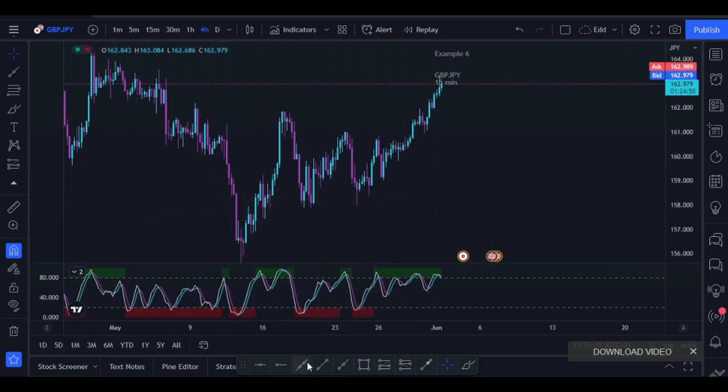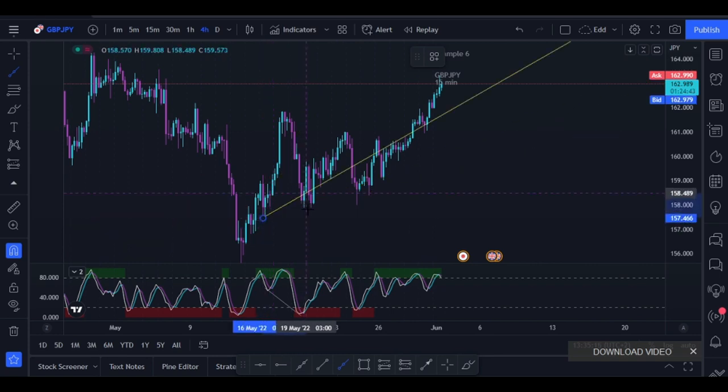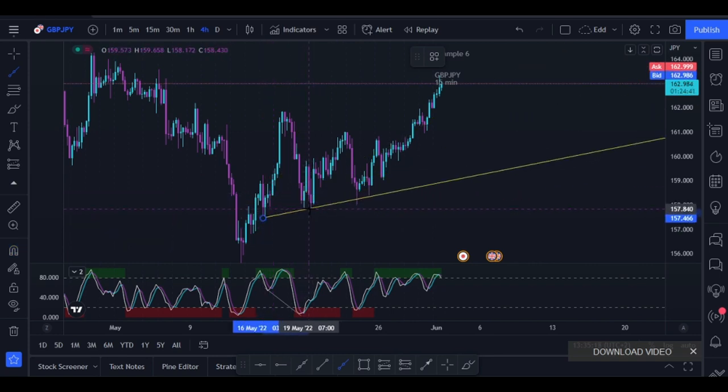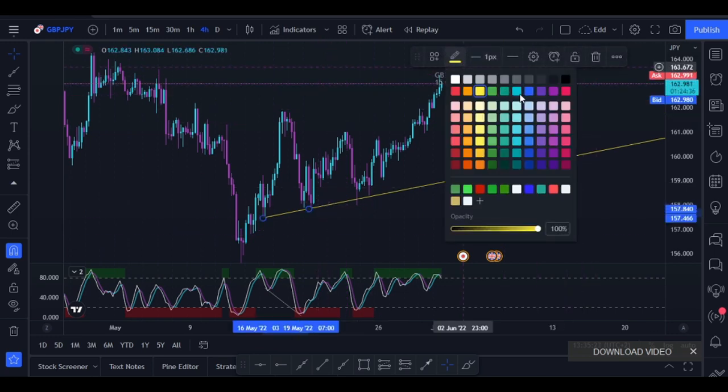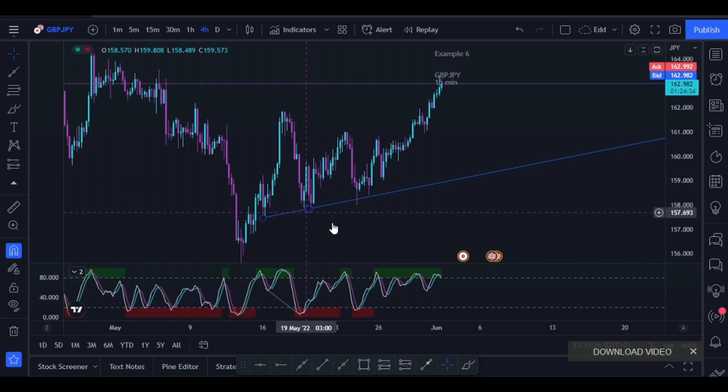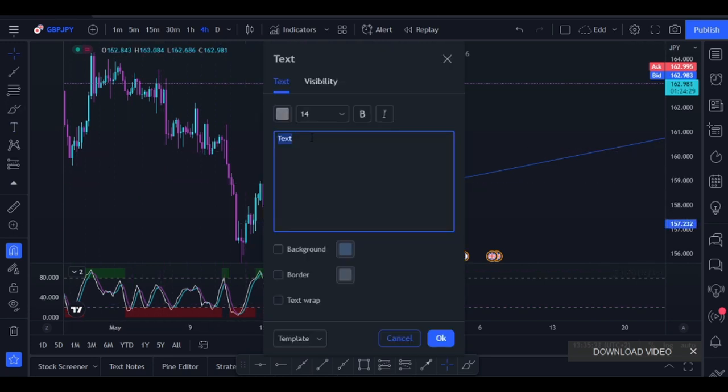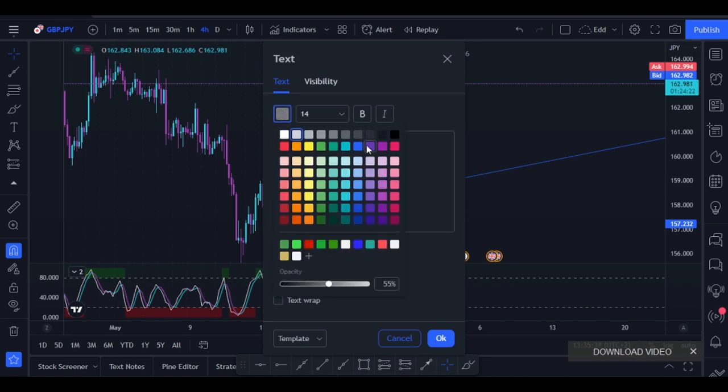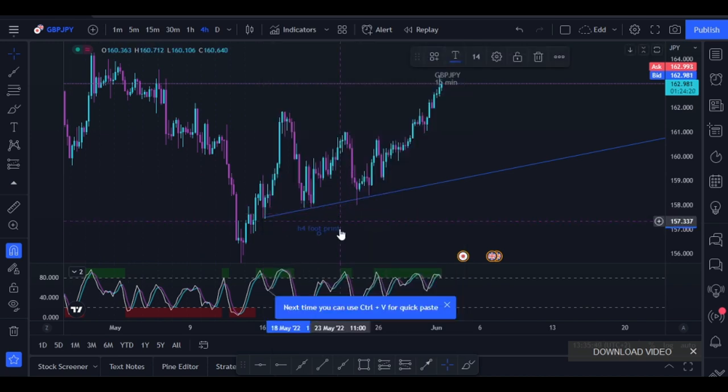I saw there was hidden divergence right here, and let me draw out the footprint right there. As you see, the market never broke that line at all, so that footprint remained valid. It didn't break that line. Let's make this blue because it's on the higher time frame, the H4 time frame. I like to use different colors for different time frames so I do not get confused. This is the H4 footprint.